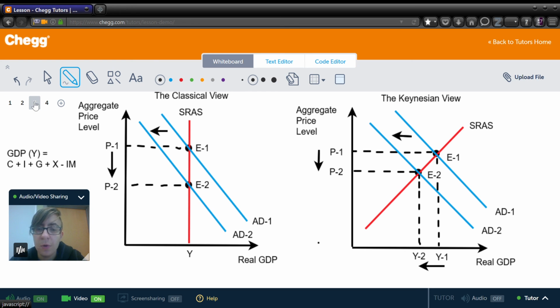So to sum up everything we went through, the classical view says that in the short run, if prices change, that will have no effect on our real GDP or our aggregate output. However, Keynes argued that a change in our aggregate price level will also change our real GDP, or our aggregate output. I hope this tutorial was helpful for you to understand the Keynesian view today, and perhaps strengthened how well you knew the classical view as well.